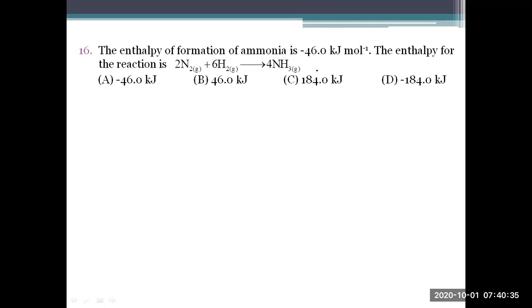Minus 184 kilojoules. Why? Into 4, we have to, because 46 is for 4 moles of ammonia. We are getting 4 moles of ammonia. So, Vallabh is asking me about some kind of overlap.